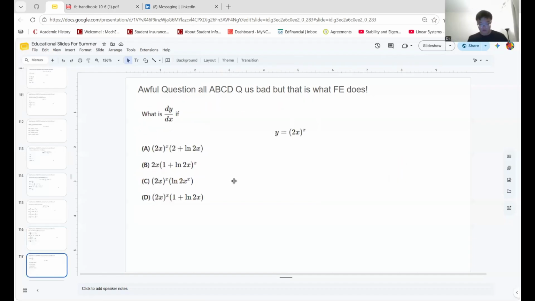Okay, another interesting ln question. So over here, you have to take ln of y equal ln of (2x) to the x, which we can now do: ln of y equal x ln of 2x.